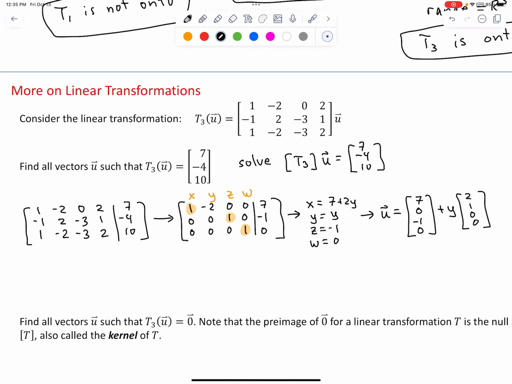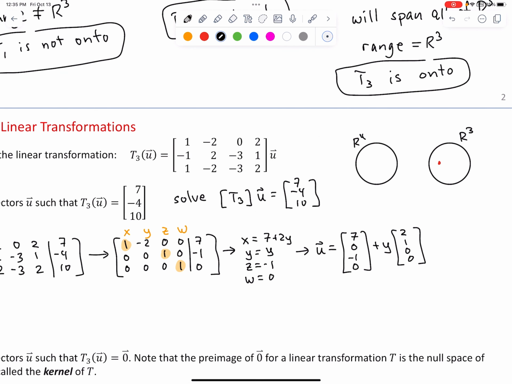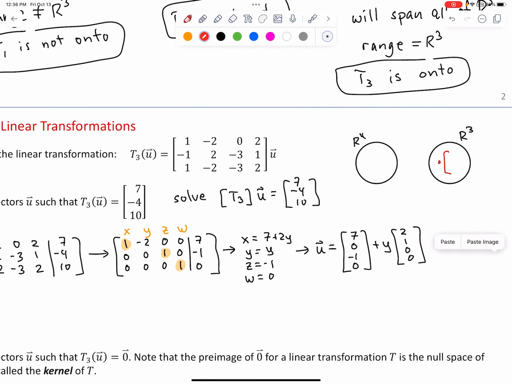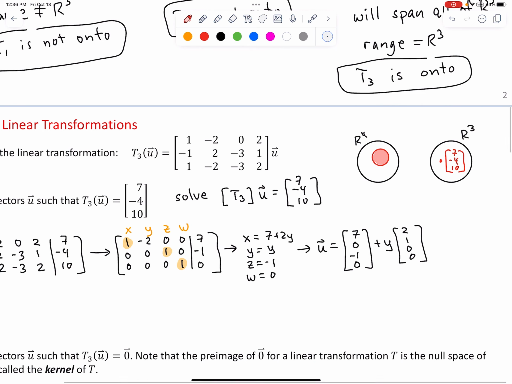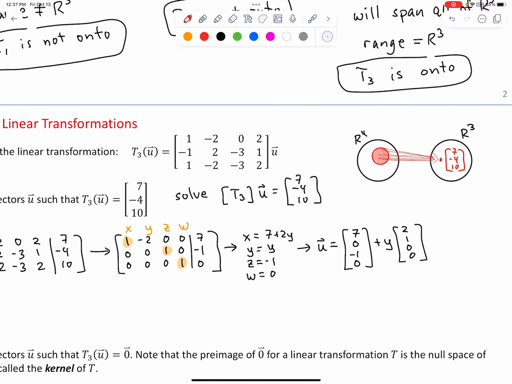What's going on in this case is the following. We have a transformation taking R4 to R3, and we have a vector in the range. Remember, the range of this transformation is all of R3, so any vector you pick in R3 will have at least one preimage. That particular vector we picked was 7, -4, 10. And what we're discovering is that there are infinitely many vectors in R4 that will map there. So there's a whole subset of R4 that will form a set of preimages of this one single vector. So one vector in R3 has infinitely many preimages in R4.